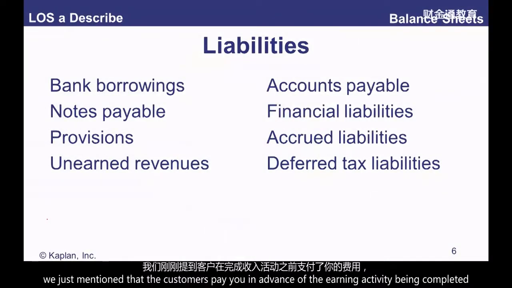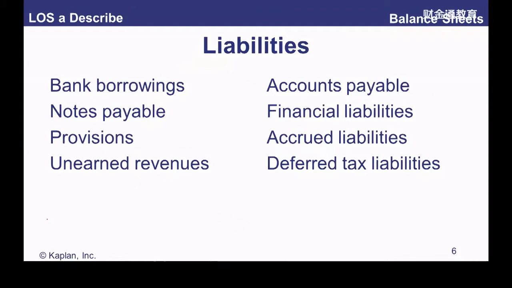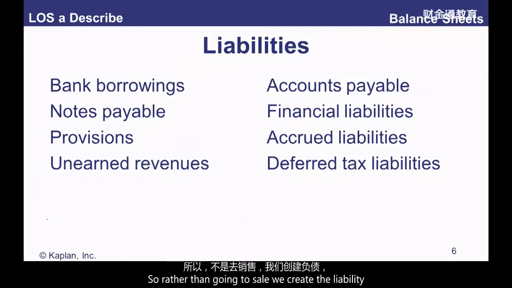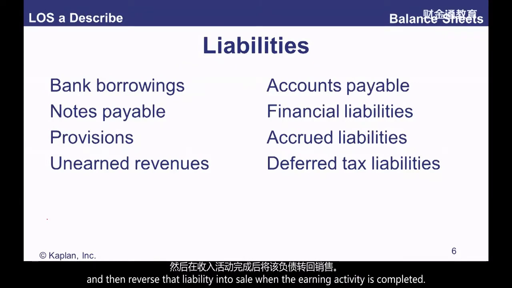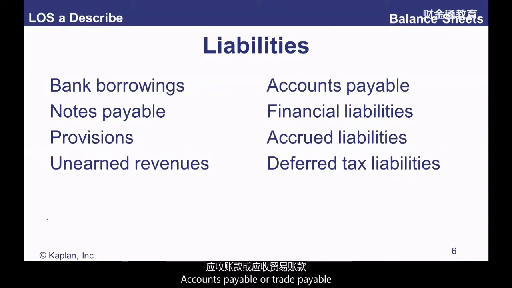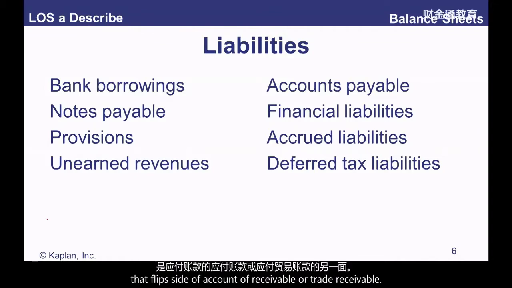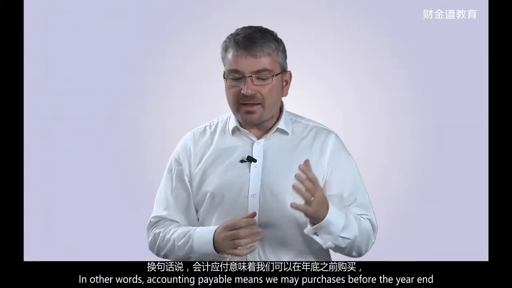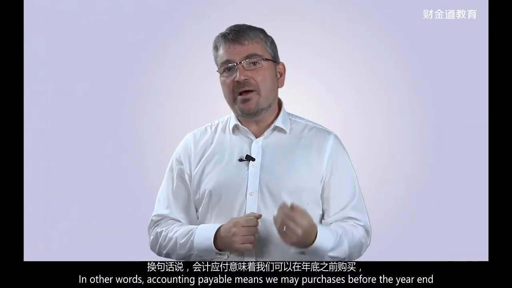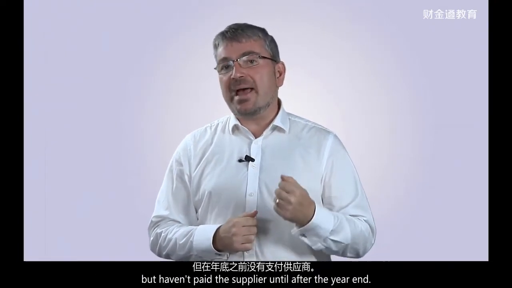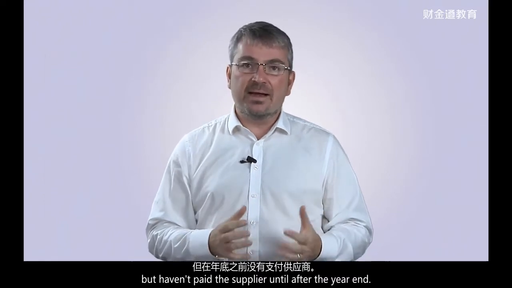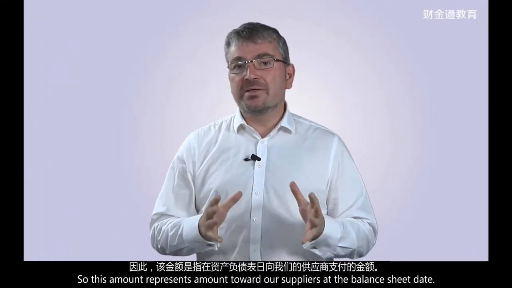Unearned revenues, well, we just mentioned that the customer has paid you in advance of the earnings activity being complete and therefore you can't record a sale. So rather than going into sales, we create that liability and then reverse that liability into sales when the earnings activity is complete. Accounts payable or trade payables, the flip side of accounts receivable or trade receivables. In other words, accounts payable means we've made purchases before the year end but haven't paid the supplier until after year end. So these amounts represent amounts owed to our suppliers at the balance sheet date.